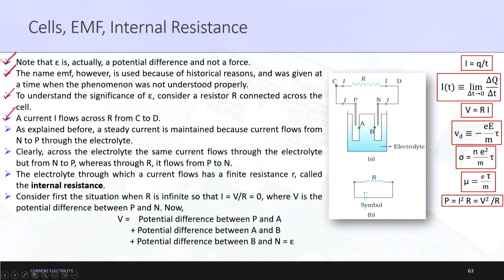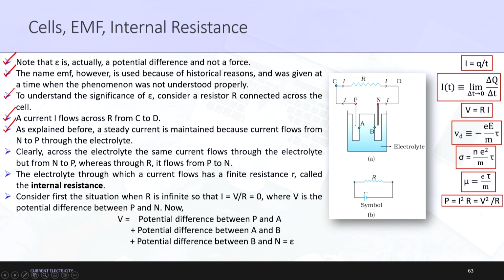Next, as explained before, a steady current is maintained because current flows from N to P through the electrolyte. So, a steady current can be obtained, as that is the main purpose of using an electrolytic cell here. So, what is N to P? N is this, P is this, and through the electrolyte the direction of movement is like this, quite evident.